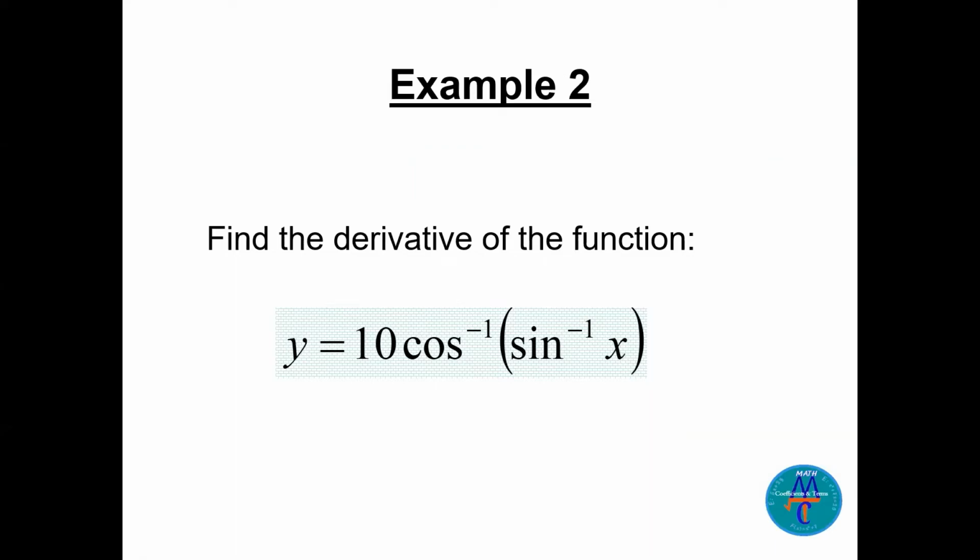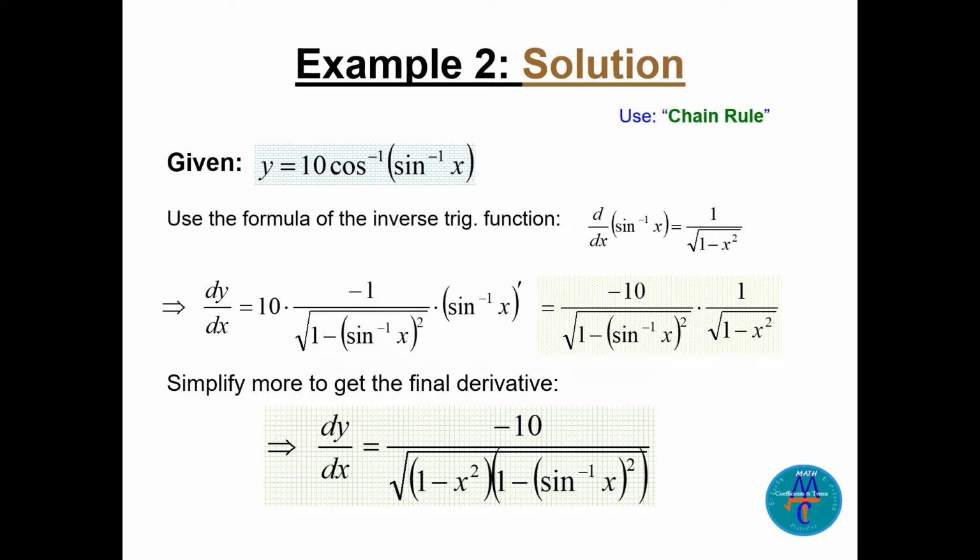Simple question. Another example, find the derivative of this function. y equals 10 inverse cosine of inverse sine of x. Now this is u here. You see that? All this inverse sine of x is u. And here's the inverse cosine, and that's a constant outside, the coefficient. Now let's find the derivative. So we need dy over dx.